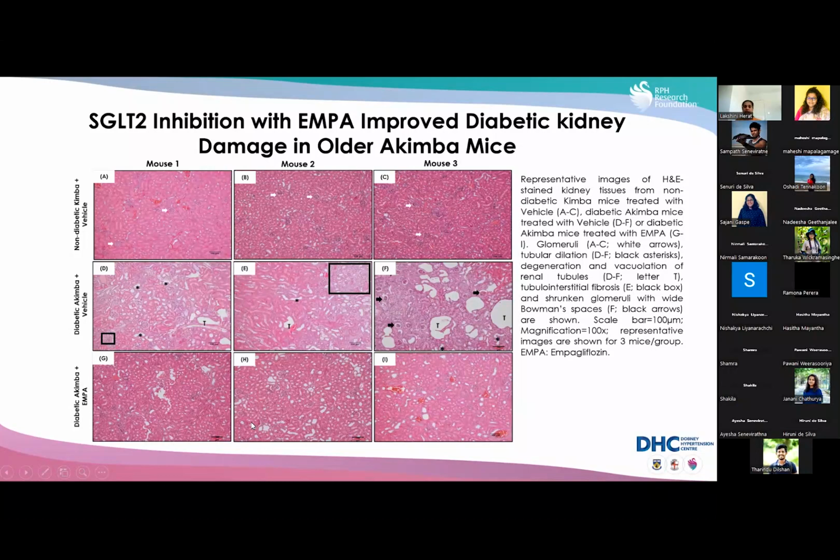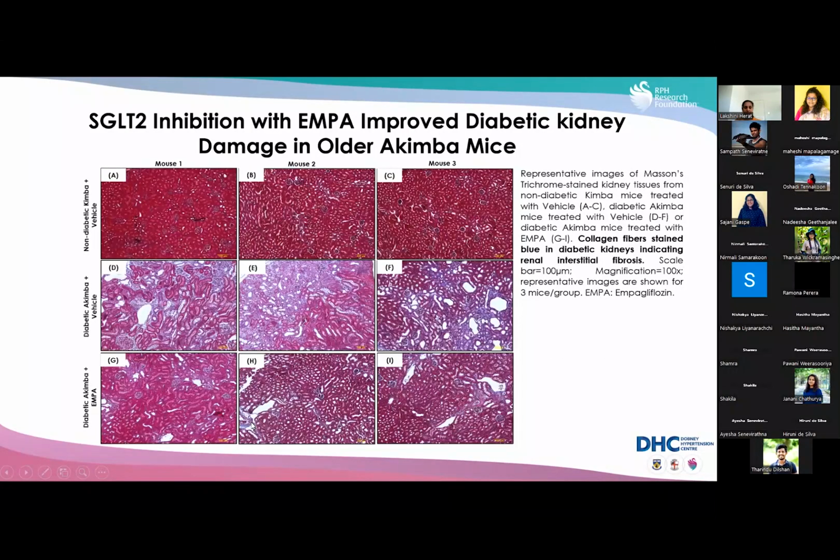We also looked at fibrosis in these animals. As shown in the middle panel, the vehicle-treated mice showed the presence of renal fibrosis indicated by the blue color in the Masson's trichrome staining. And this was again significantly improved in the EMPA-treated mice as indicated in the lower panel.